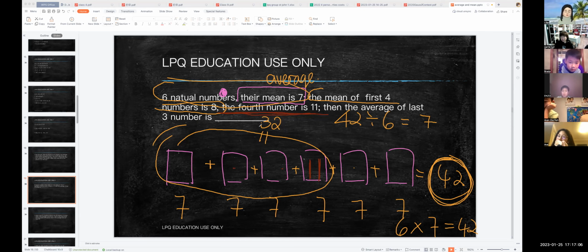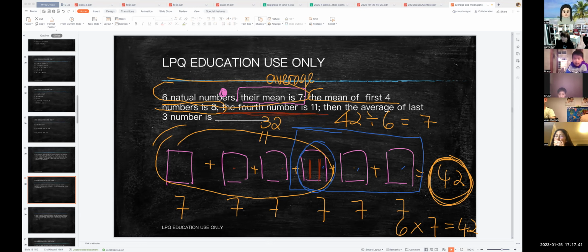Okay, I'm going to stop here and I want you to think about how to do this one. I think some of you may get the answer. Okay, so the whole 6 numbers plus together equals 42. And these four numbers plus together equals 32. And this number is 11. And then we want to find out what is the average of these three numbers. So how do we calculate the average? These three numbers plus together equals something and divided by what? Divided by 3.